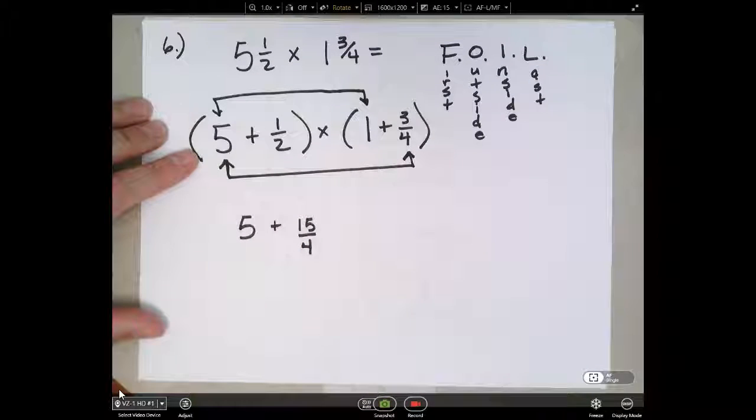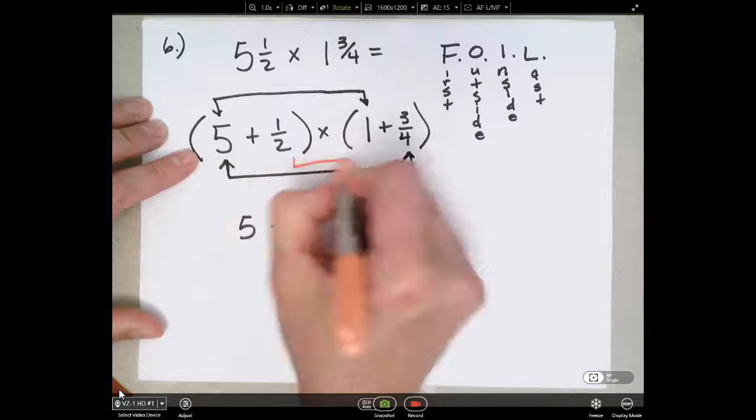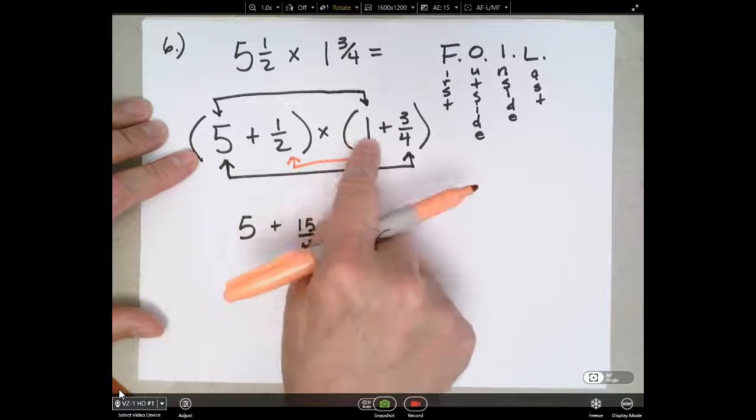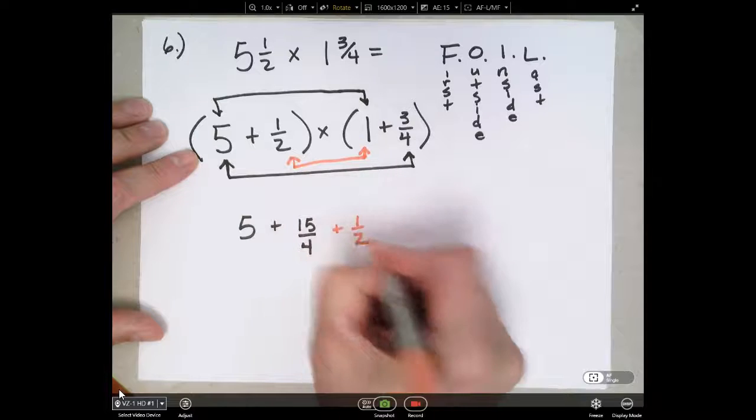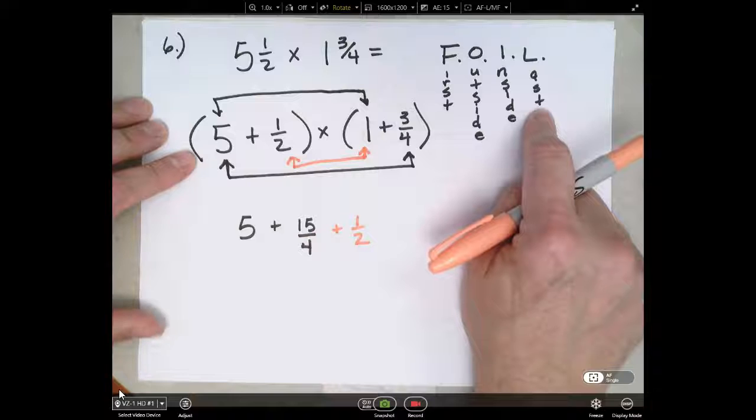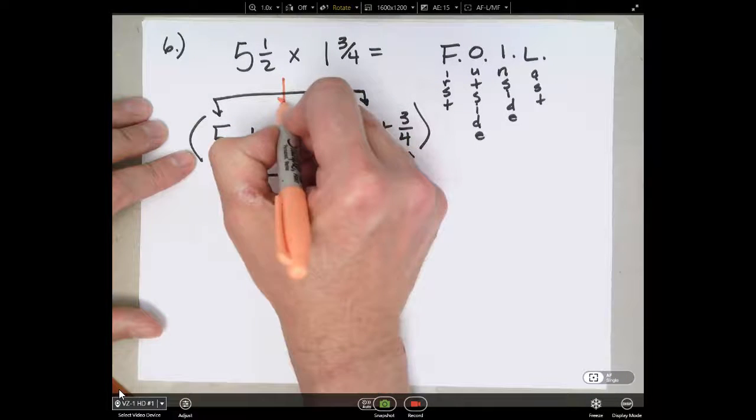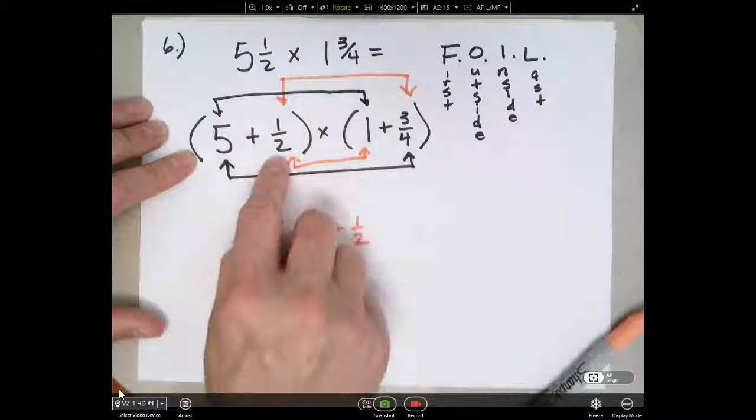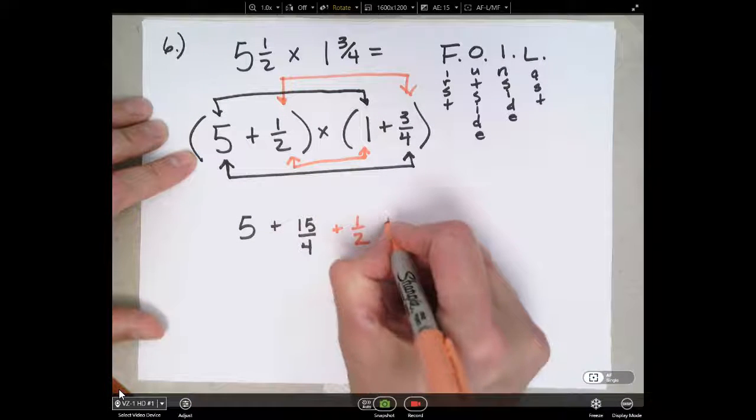Now we want to take a look at the inside numbers. So we're just going to go to these two right here, the two inner numbers. 1 times 1/2. So we have another answer of 1/2. And lastly, we want to do the last numbers. Those will be found right here, the last numbers in each bracket. 1/2 times 3/4, so that's 3 over 8.